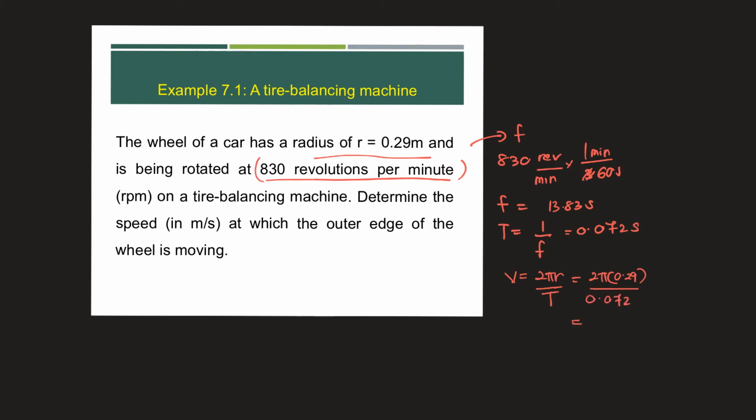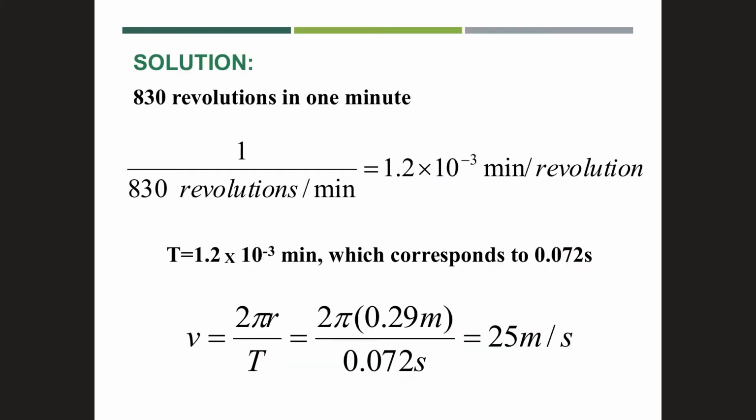So you are going to get 2 pi times 0.29 divided by the time, then you are going to get 25.2 meter per second. Okay, that's how you do it. Very simple, right? Let's move on to the next one. I already showed it to you, so this is basically the proper way for you to write it.